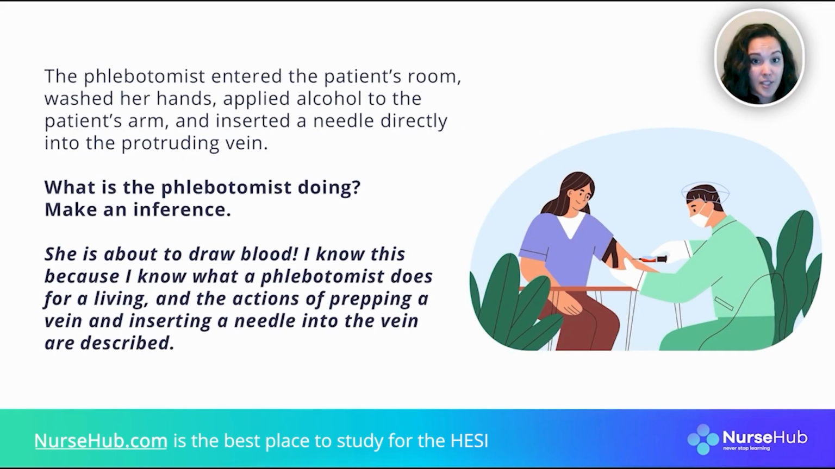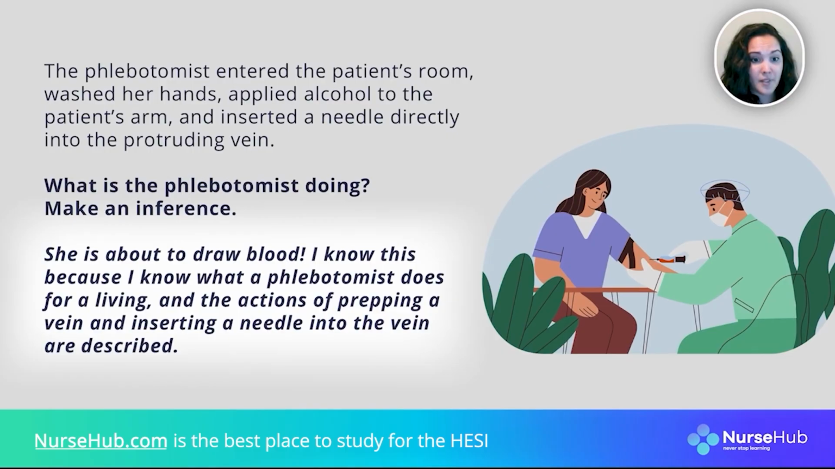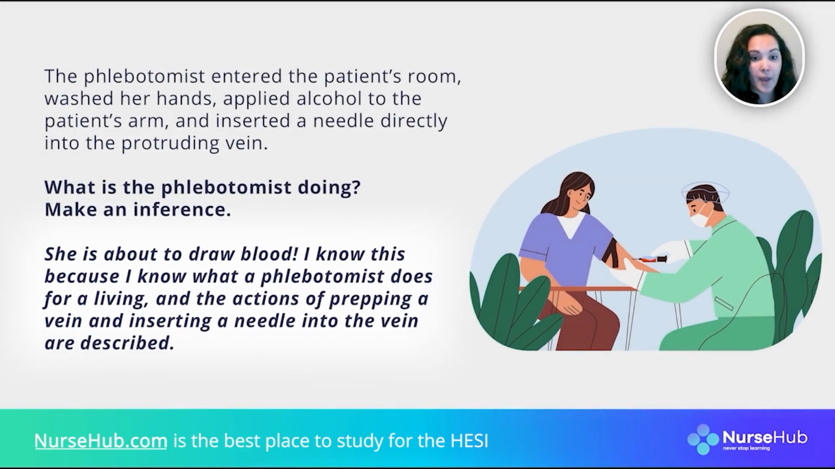So, here's the inference I made. She's about to draw blood. I know this because I know what a phlebotomist does for a living. That's my background knowledge. And the actions of prepping a vein and inserting a needle into that vein are described. So as you can see, I used my background knowledge and information provided in the text, which is the evidence, to make a general inference about what this person is doing.